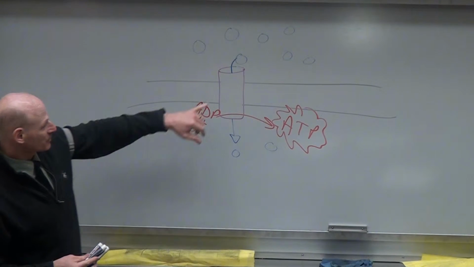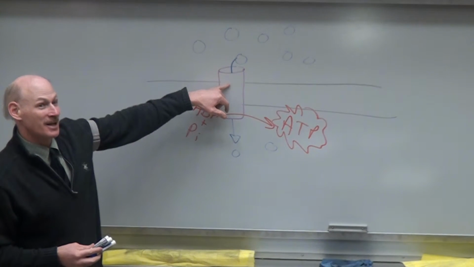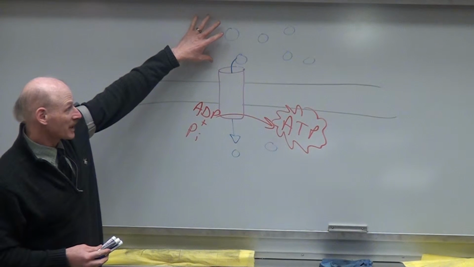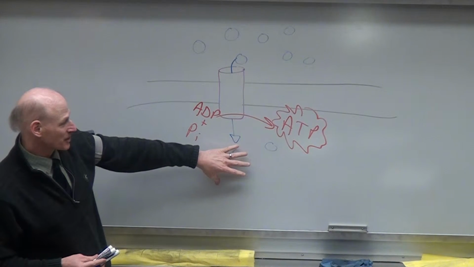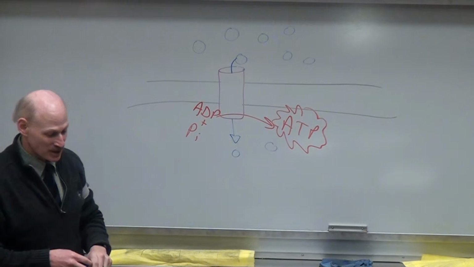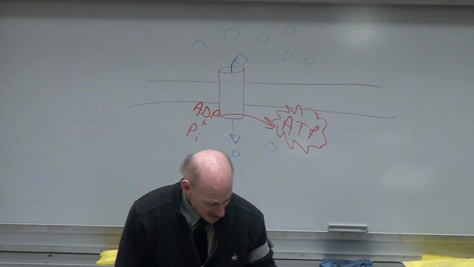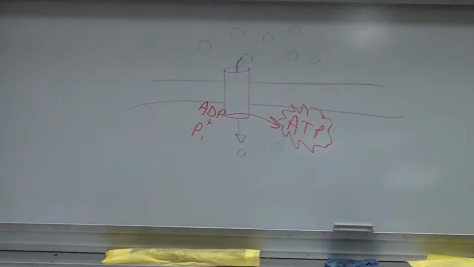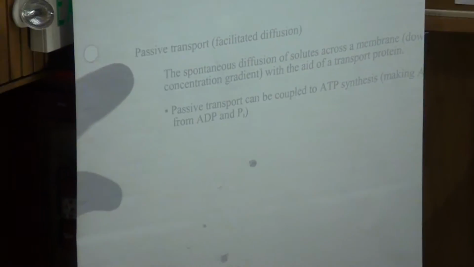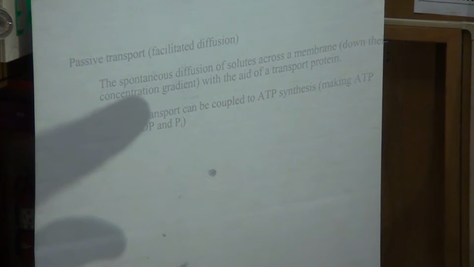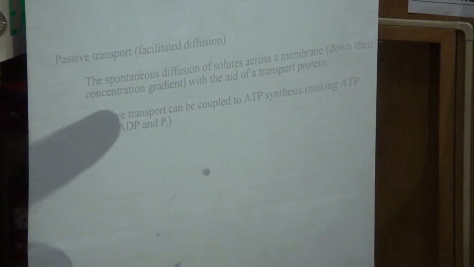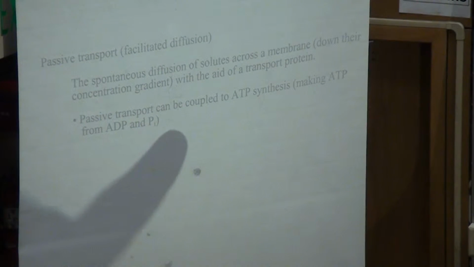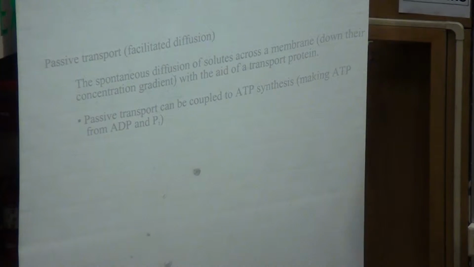Now focusing on this transport protein for a moment. Anytime you have a situation where the solutes are moving from their high concentration side of the membrane to their low concentration side by going through a transport protein like you see there, that is called passive transport or facilitated diffusion, where you have diffusion of solutes through the membrane with the aid of a transport protein. And typically it's coupled to ATP synthesis.